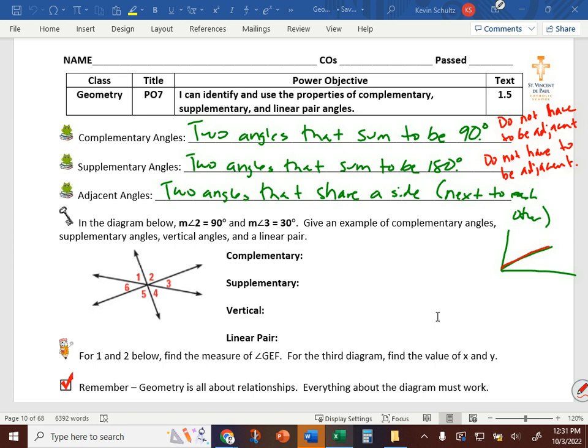So an example of complementary angles that wouldn't touch: if you have an angle here that is 30 degrees, an angle down here that's 60 degrees, those would still be complementary angles. They're not touching, they're not sharing a vertex, nothing. But because they sum to 90, because there are two of them, they would be complementary angles.